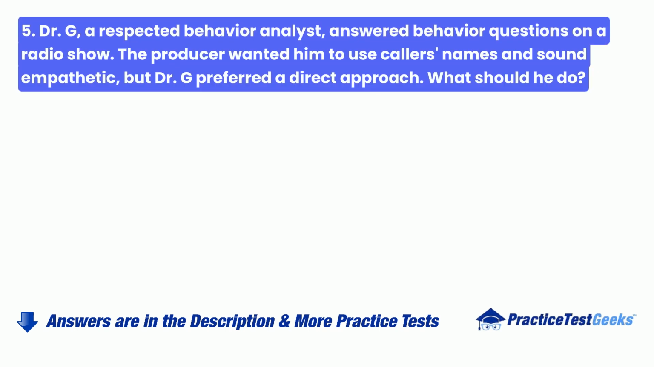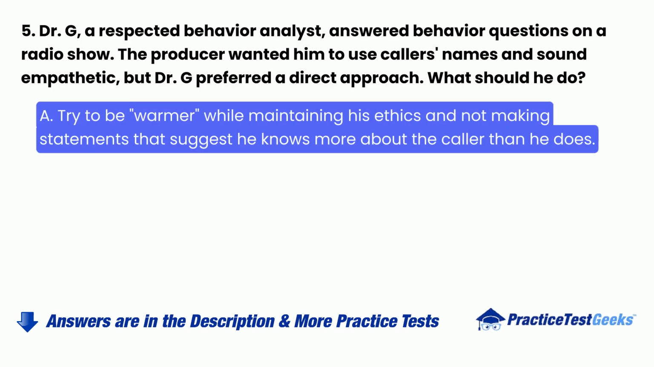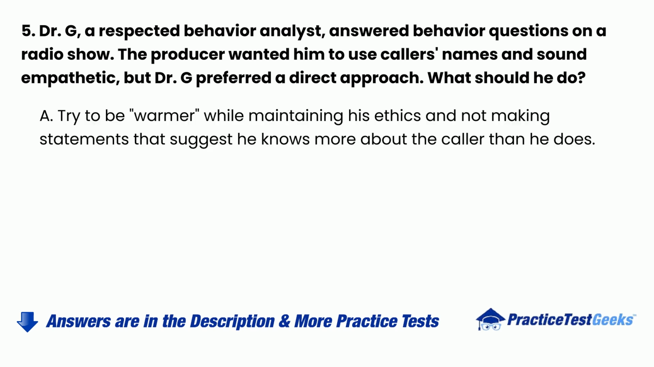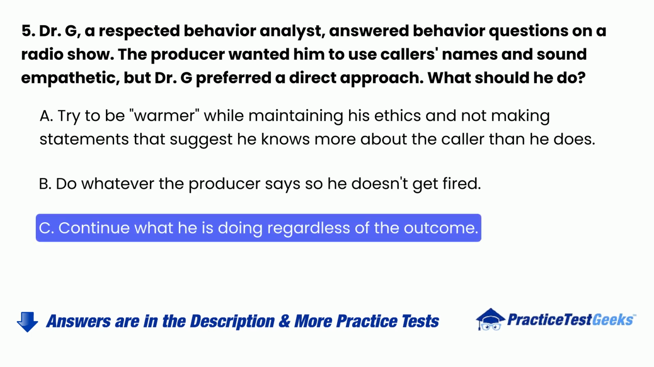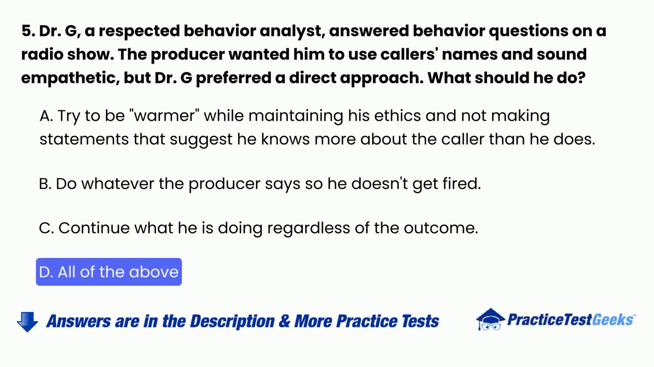5. Dr. G, a respected behavior analyst, answered behavior questions on a radio show. The producer wanted him to use callers' names and sound empathetic, but Dr. G preferred a direct approach. What should he do? A. Try to be warmer while maintaining his ethics and not making statements that suggest he knows more about the caller than he does. B. Do whatever the producer says so he doesn't get fired. C. Continue what he is doing regardless of the outcome. D. All of the above.